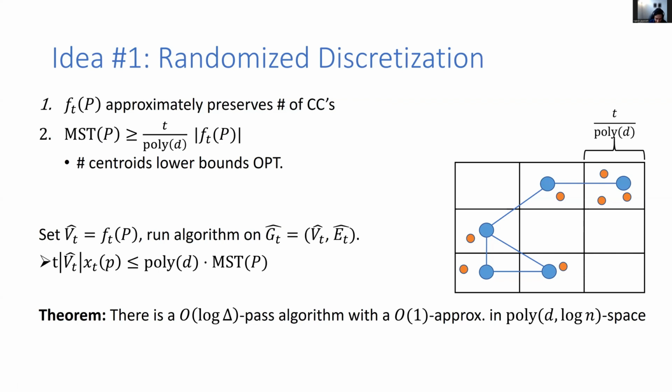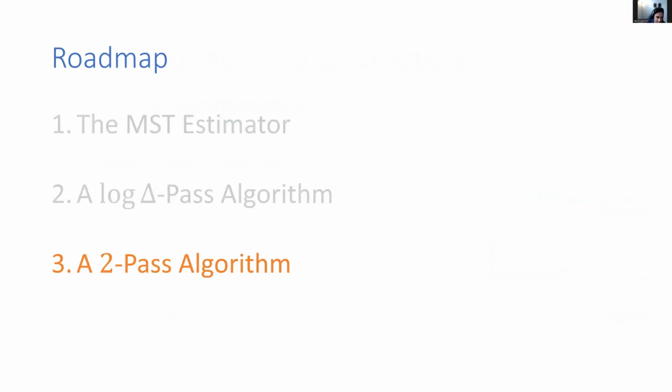So just at a high level, using this approach, we can get a log delta pass algorithm with a constant approximation using a very small amount of space, poly d times log delta. And in fact, there's no epsilon here, you'll notice. So this algorithm is polylogarithmic space in n. But now let's talk about how to improve this algorithm. So how could we go from log delta passes, compress that algorithm to a 2-pass algorithm?